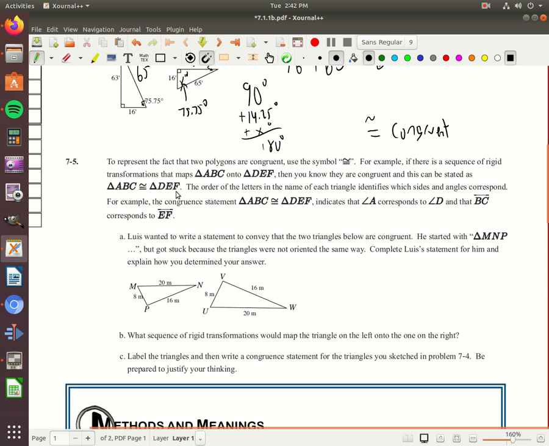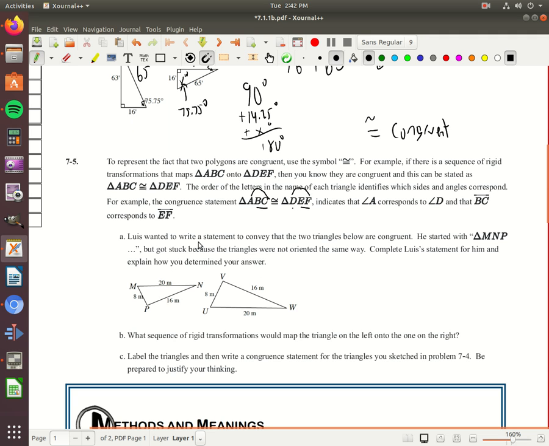Now there are a couple of things in here that are really important to catch. The order of the letters in the name of each triangle identifies which sides and angles correspond. For example, the congruent statement triangle ABC is congruent to DEF indicates that A and D are the same, and that side BC is the same as side EF. So you would say side AC is the same as side DF, because the order is very important. That's known as a triangle congruent statement.